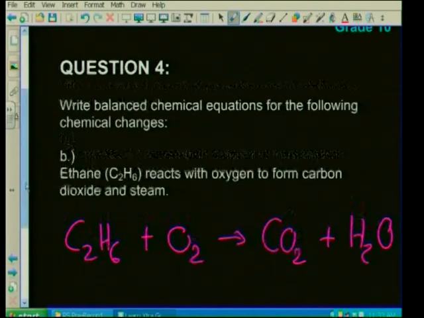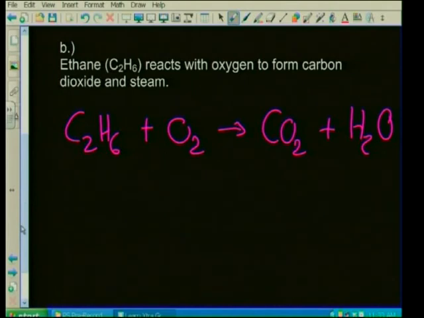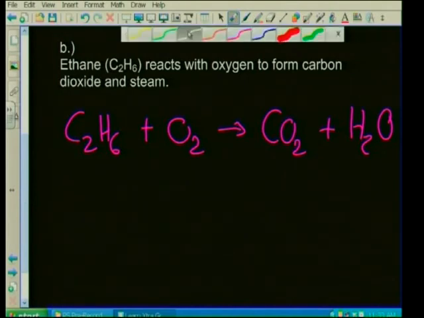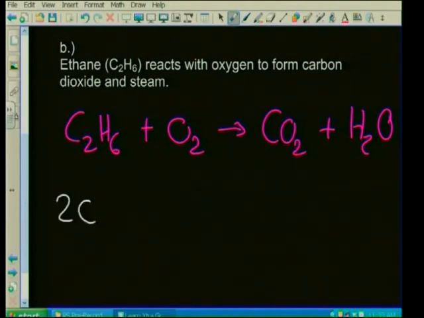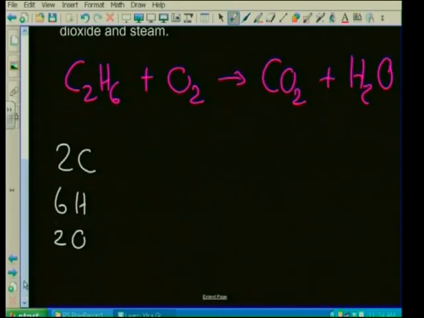Right. Write down the correct number of each thing on each side. 2 carbons, 6 hydrogens, and 2 oxygens. We've got that. On the product side, 1 carbon, oxygens, 2 over here and 1 over there, 3 oxygens. Hydrogens, only 2. Now, to get this one balanced is not straightforward.